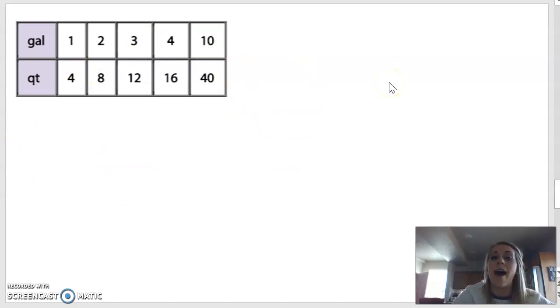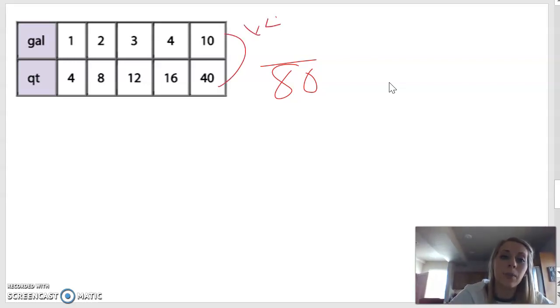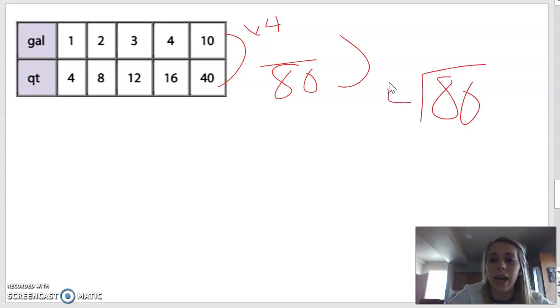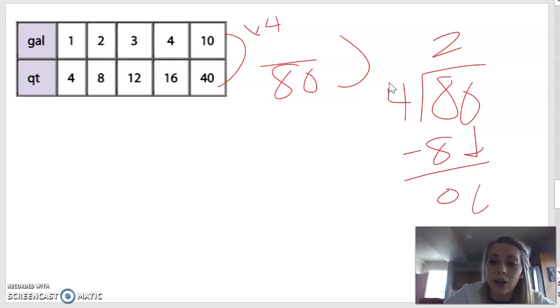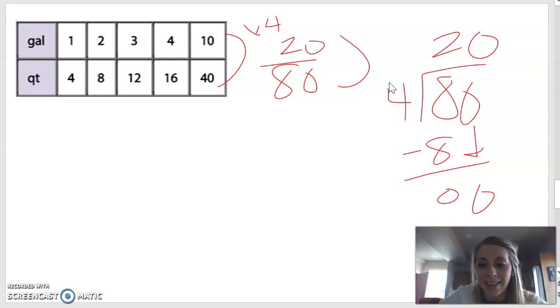So what if we had 80 on the bottom here? And we were trying to look for how many, if there were 80 quarts, how many were there in a gallon? So to get from top to bottom, again, we multiply by 4. So to get from bottom to top, we will be dividing by 4. So 80 divided by 4, 4 goes into 8 2 times, that gives me 8. Subtraction, 0, bring down your 0. 4 doesn't go into 0, so we put a placeholder 0. The top of that would be 20 gallons, okay?